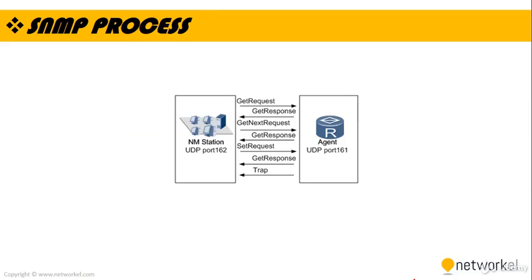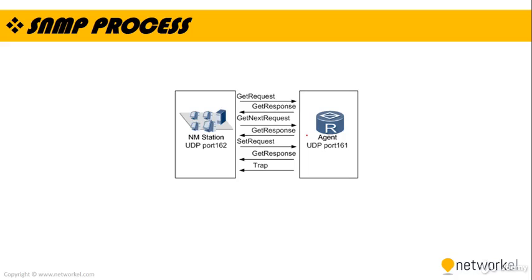SNMP process consists of some steps. The first step that we are going to take a look at is the GET request. GET request is used to get the value of a specific MIB, and that is a manager to agent message. The second thing is the GET response message. Get response is used to retrieve the next instance value of the MIB variable. And then the third is the set request. Set request is used to change the value of a variable or list of variables.